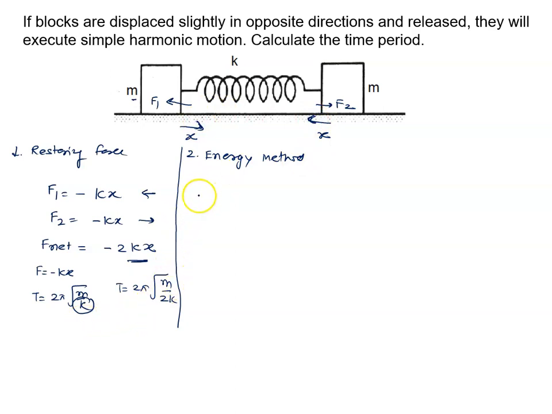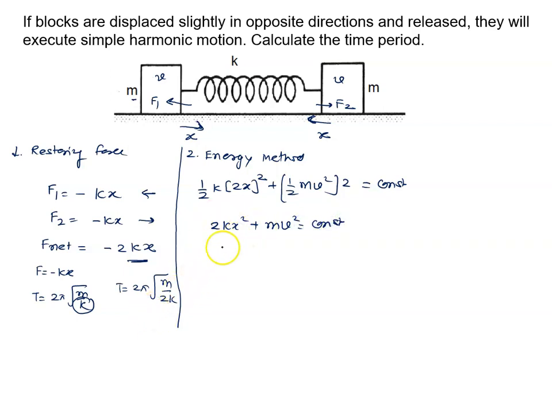It means the potential energy stored in the spring is half k into (2x) squared, because the compression is 2x, and the velocity of each block at this instant is v, so the kinetic energy is half mv squared plus half mv squared, which is 2 times half mv squared, and this total is always constant. We open the bracket and solve it: 2 squared is 4, and 4 by 2 gives 2kx squared, plus mv squared equal to constant.